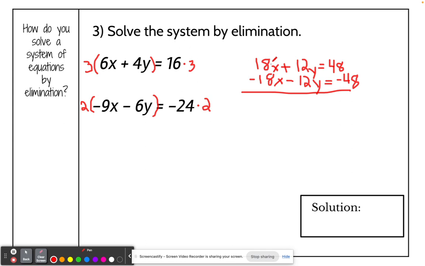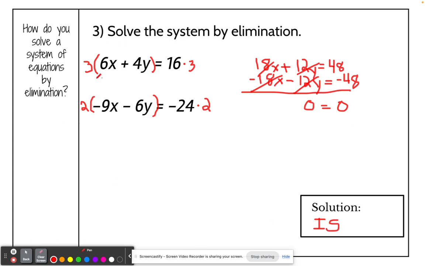18x, negative 18x, that cancels out. 12y, negative 12y, that cancels out. I'm left with 0 on this side. 48, negative 48, that is also 0. I'm left with a true equation. 0 does equal 0. So this is going to be infinite solutions. These are going to be the same line.